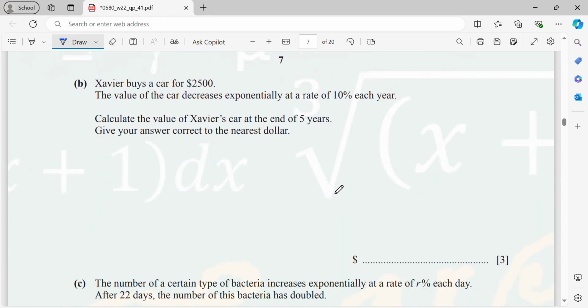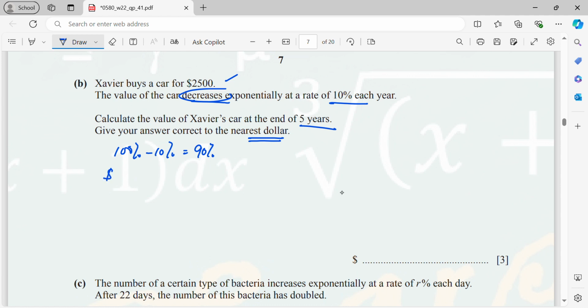Okay, B. Xavier buys a car for $2,500. The value of the car decreases exponentially at a rate of 10% each year. Calculate the value of Xavier's car at the end of 5 years. Give your answer correct to the nearest dollar. Okay, so because of decreases, right? So 100%, you minus 10%. That will be 90%. So it means that the value will be 90% of the previous value.